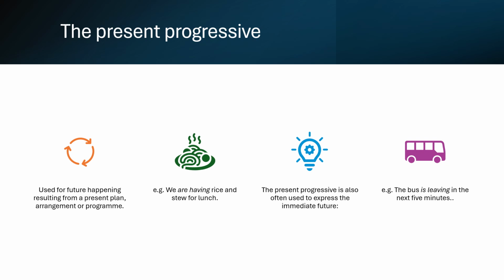Let's look at some examples of the present progressive. This is used for a future happening resulting from a present plan, arrangement or program. Let's see the example here. We are having rice and stew for lunch. This is what the plan is, and it will happen sometime in the future. The present progressive is also often used to express the immediate future. Maybe at this time I'm at the bus stop, and the bus is leaving in the next 5 minutes. So in the next 5 minutes, this bus will move. It will be in that process, but in the future, about 5 minutes away.